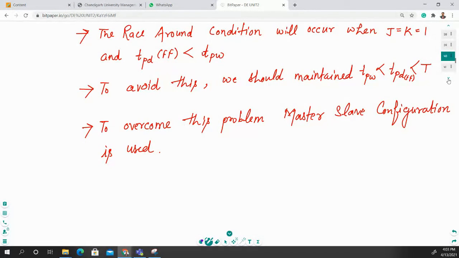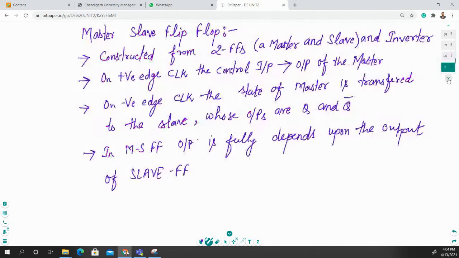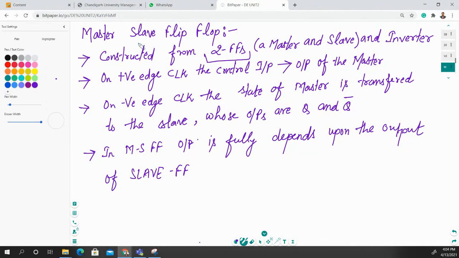To overcome this type of problem, we have to use the master slave type of configuration. As you can see right here, this is the configuration which is called a master slave configuration. In this master slave configuration, you have to use two flip-flops. So what are those two flip-flops you have to use? You have to use a master and slave combination and an inverter. So what do you mean by inverter? That will invert your output. You have to use that inverter.